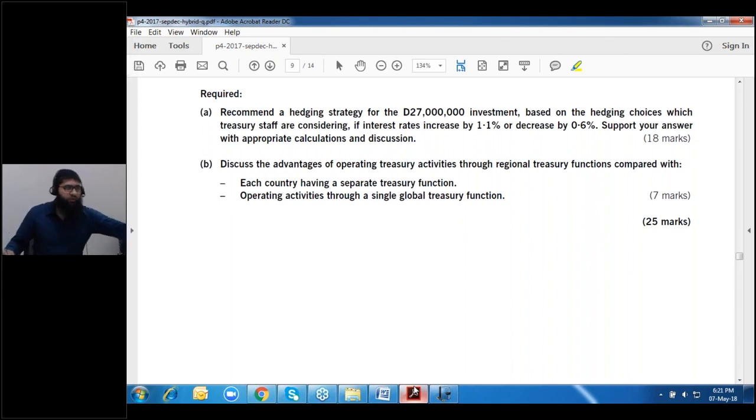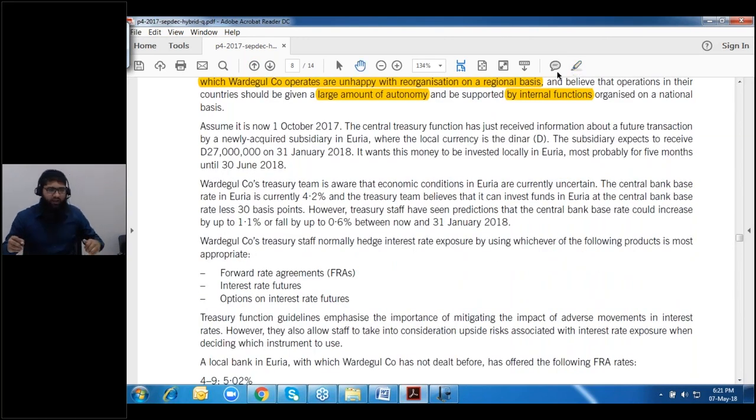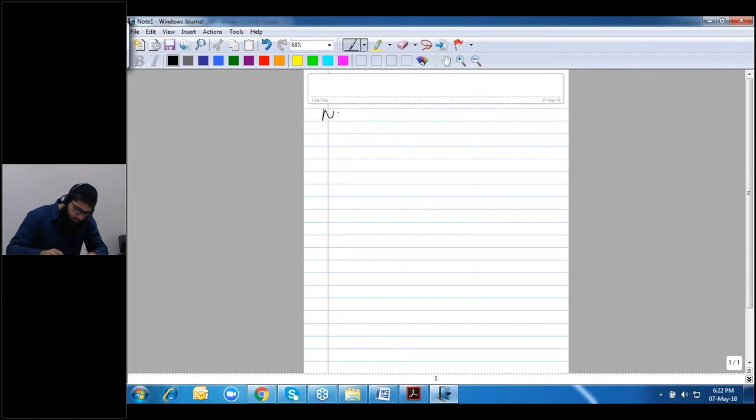First of all, the question tells us about this company, Vertigo. Now, whenever you are dealing with a foreign exchange question, or an interest rate risk management question, the important thing is that you need to establish a few facts. And what exactly are the few facts? It says assume that it is now 1st of October 2017. So basically, now is a date which is 1st October 2017.